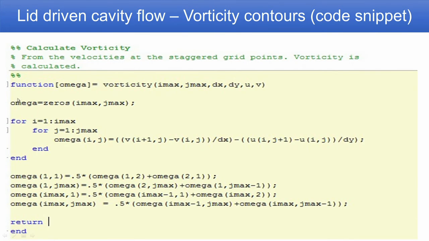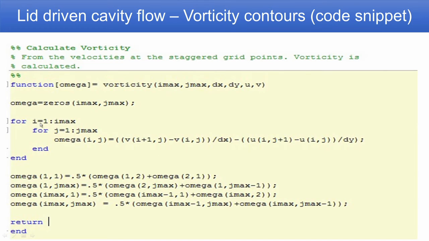So, we have function omega, a separate subroutine or function to calculate omega, and you define the corresponding arguments: vorticity I max comma j max comma dx comma dy comma u comma v. You give the velocity fields u and v, delta x and delta y, and I max and j max to the function, and it will give you the vorticity. As usual, you initialize the omega array, then you calculate omega as shown here.